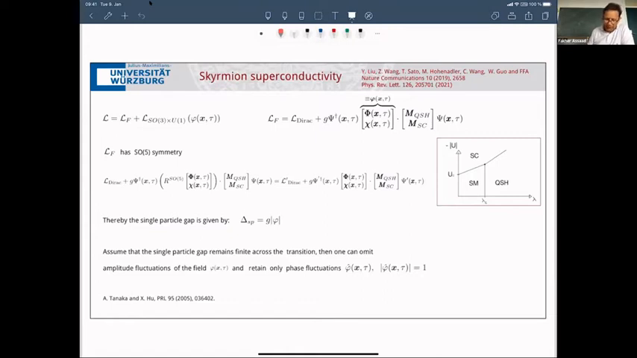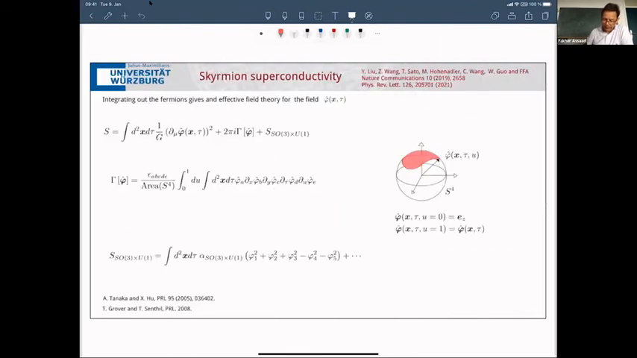Because of the SO(5) symmetry, the single particle gap is essentially just proportional to the norm of this five component vector, right? And it doesn't close, so we can forget the amplitude fluctuations of this order parameter and just look at the phase fluctuations. You can then integrate out the fermions, and you will obtain essentially an SO(5) nonlinear sigma model with a Wess-Zumino-Witten term. This is the all important term, which tells you that a vortex in two of the five components generates a spinon, etc. And then you also have the symmetry breaking bosonic term.